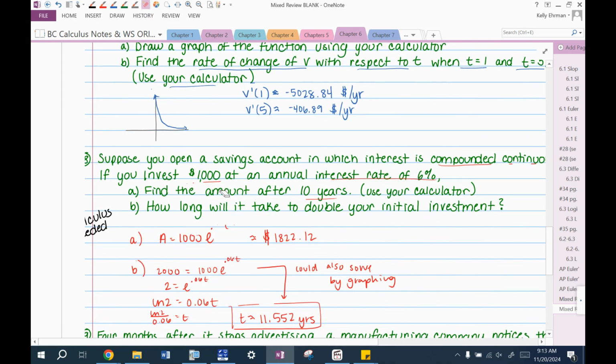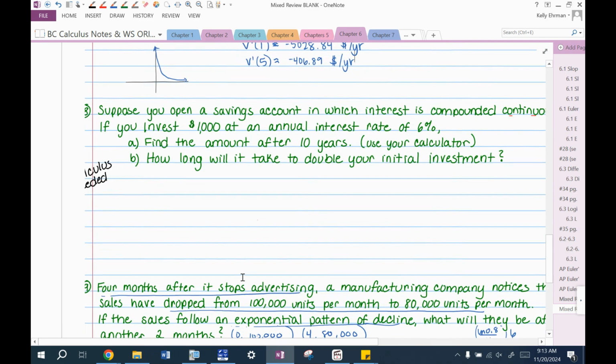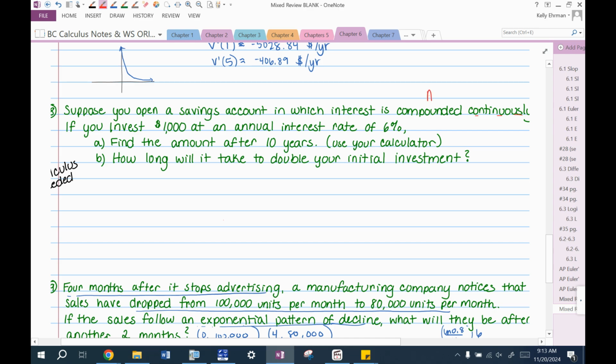Okay. This one says no calculus needed. So, okay, this is just, again, more pre-calc review. Suppose you open a savings account in which the interest is compounded continuously. Reminder, that is the PERT formula, A equals P e to the rt. If you invest $1,000, that's your principal, at an annual interest rate of 6%, r is 0.06. It's a pretty high percentage there. Find the amount after 10 years, use your calculator. And then how long will it take to double your initial investment?